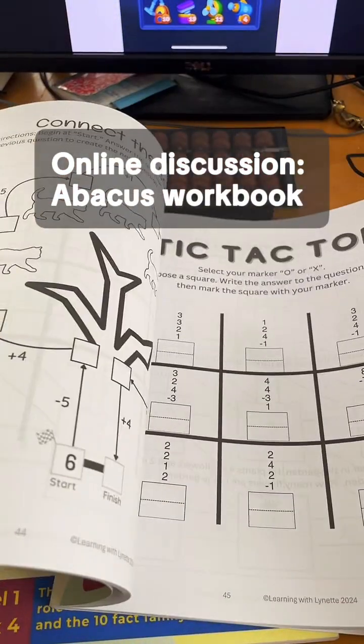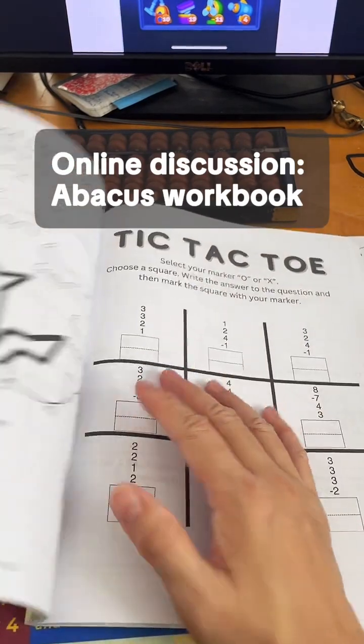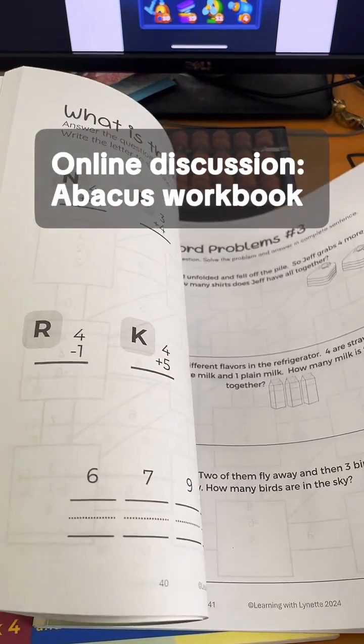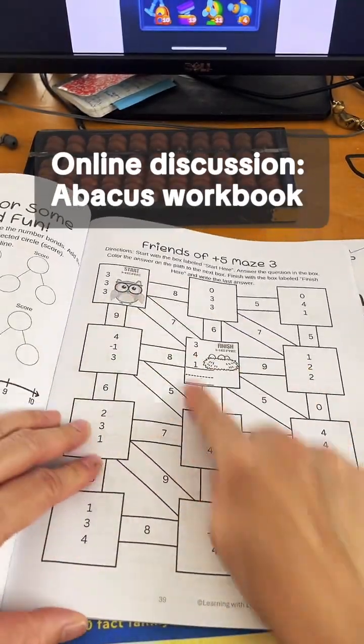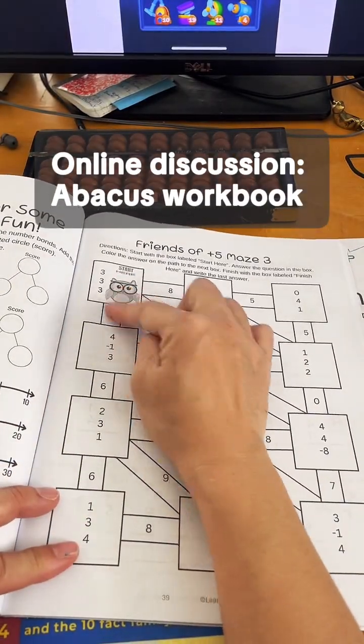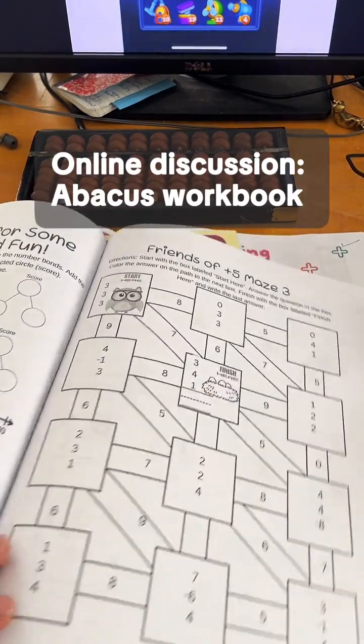My goal was to relate it and make it kind of exciting. So this is tic-tac-toe. One of my students really likes tic-tac-toe. And then there was a maze. You start from here, you answer the questions and figure out what the answers are, and you follow this maze. And it was really cool.